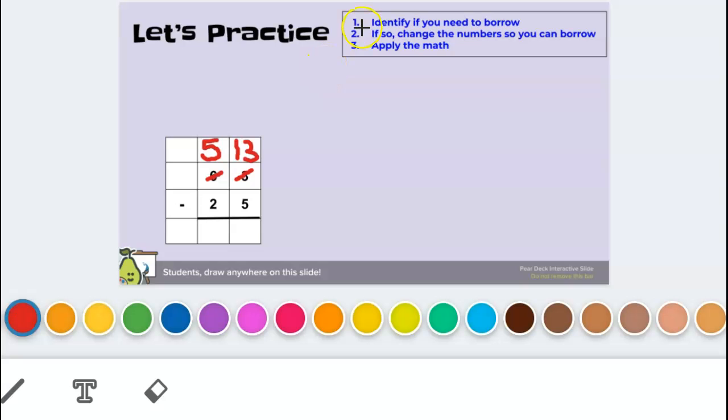So now I've completed my borrowing. I've changed the numbers so I can borrow. So now I need to apply the math. Okay, 13 minus 5, I know, is 8. You can also do that on your hands if you need to. And then 5 minus 2 is 3. My answer is 38.